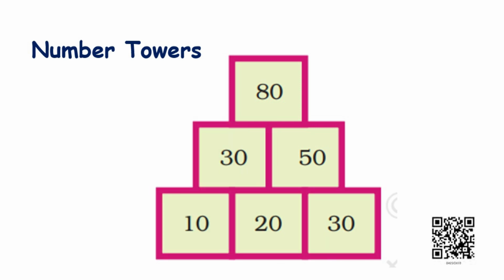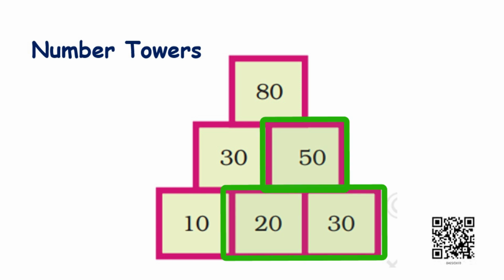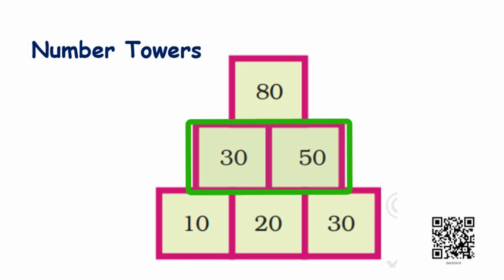Now, look at 20 plus 30. What will we get? Good, we will get 50. 50 is just above that. Now, add 30 and 50. We will get 80, which is the topmost number on the tower. So, this is the pattern which they have used to make this number tower. Now, let us see one more number tower.